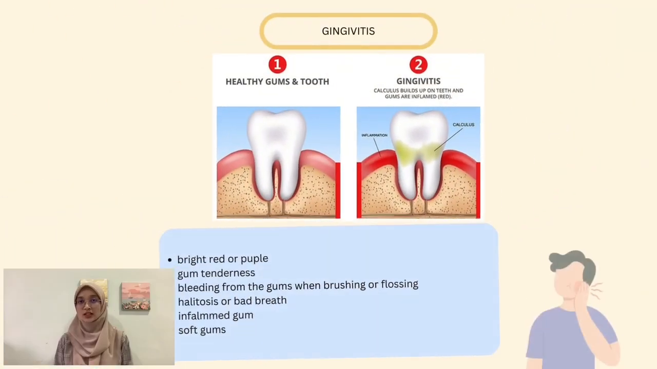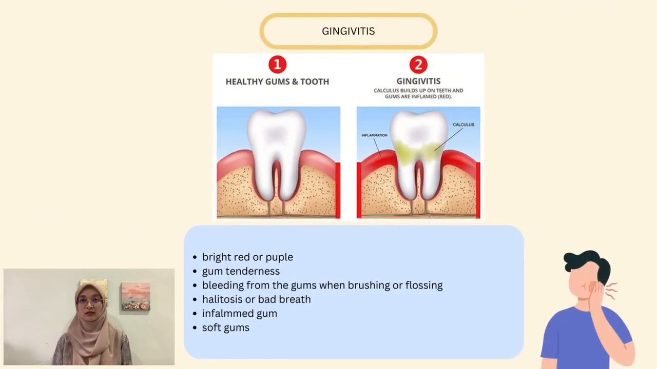So, what is the appearance of the gum and what will you have if you are getting periodontal disease, or as we call it, the signs and symptoms? The signs and symptoms a patient may have for gingivitis are that the gum may appear bright red or purple. You will have gum tenderness, which is pain or discomfort when an affected area is touched. There is bleeding from the gums when brushing or flossing, halitosis or bad breath, and also inflamed and soft gums.